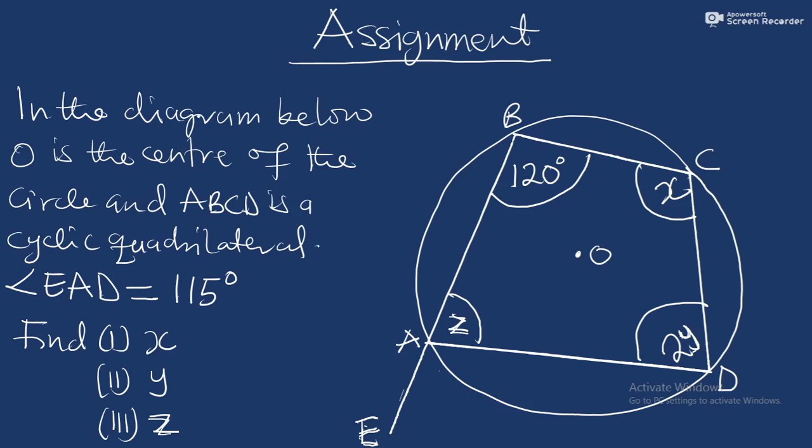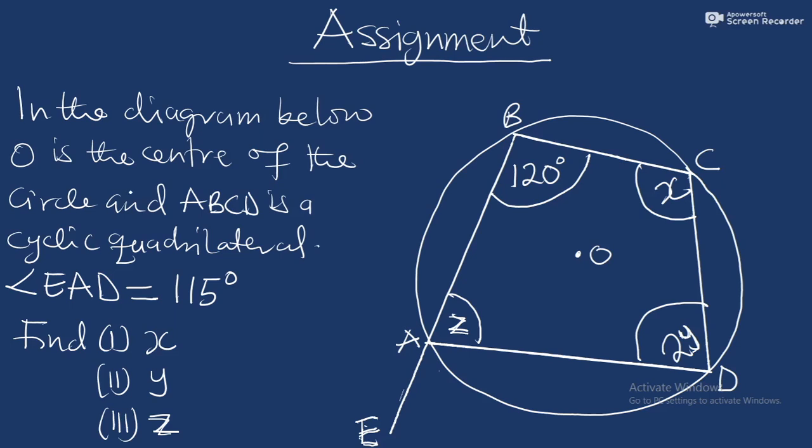In the diagram below, O is the center of the circle and ABCD is a cyclic quadrilateral. Angle EAD equals 115 degrees. Find (i) x, (ii) y, (iii) z. Good. So I told you that there are always clues in the question you have to look out for.